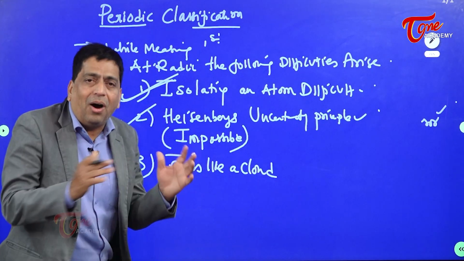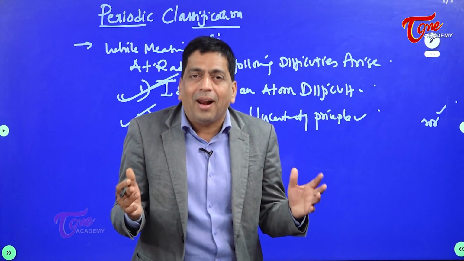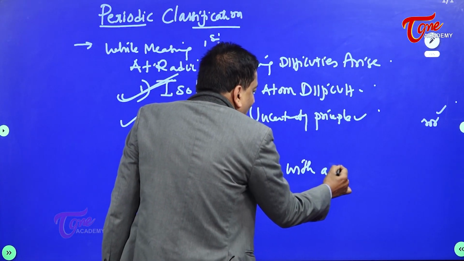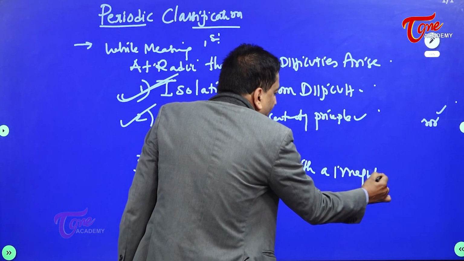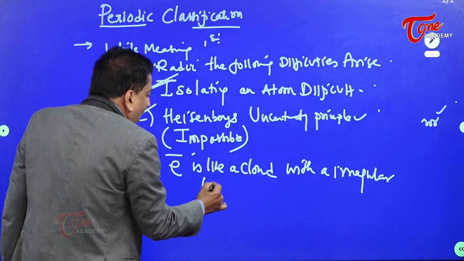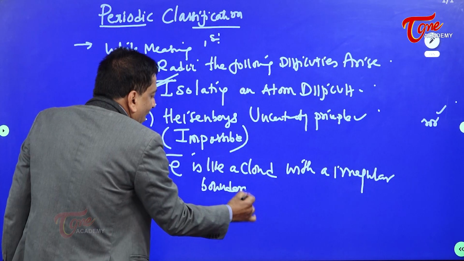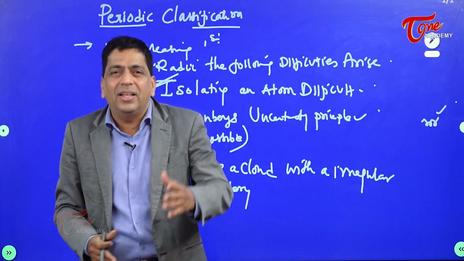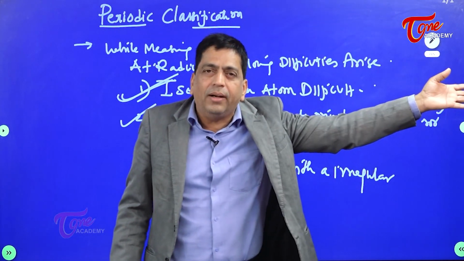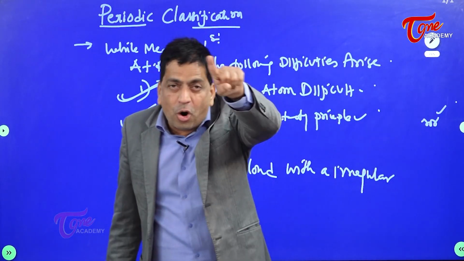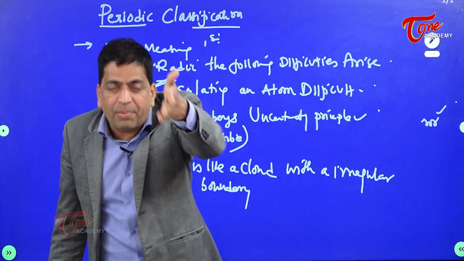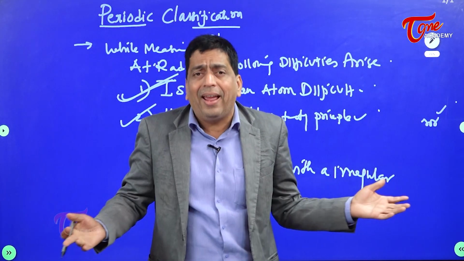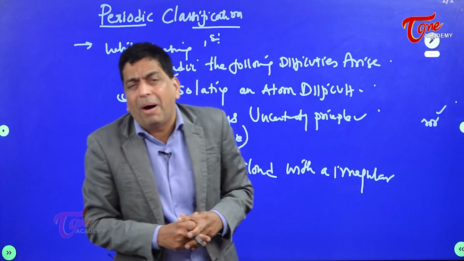The electron is like a cloud with an irregular boundary. I think you might have seen clouds outside. Do they have a round shape? Did anyone see a cloud with a regular boundary?